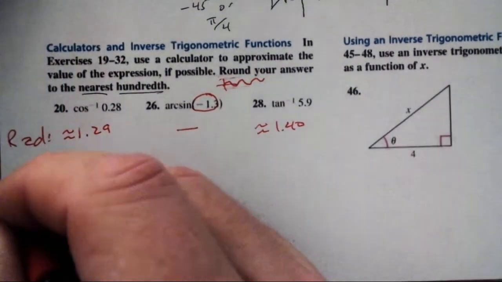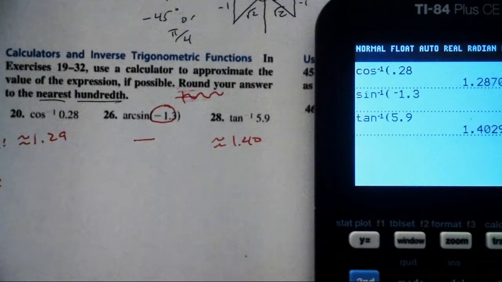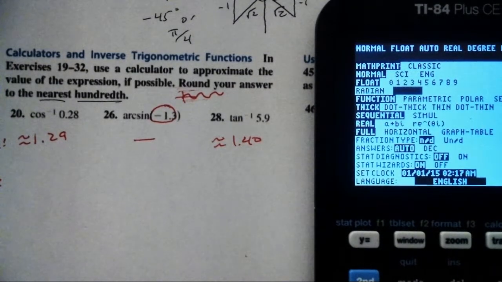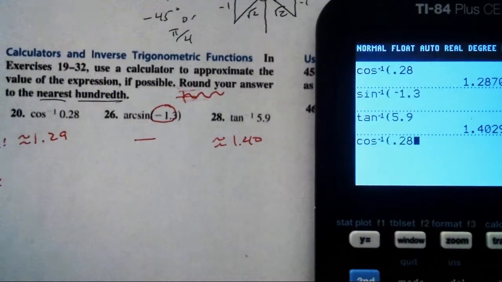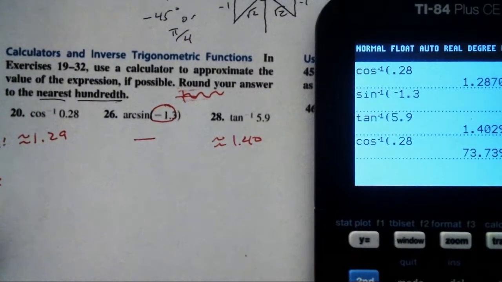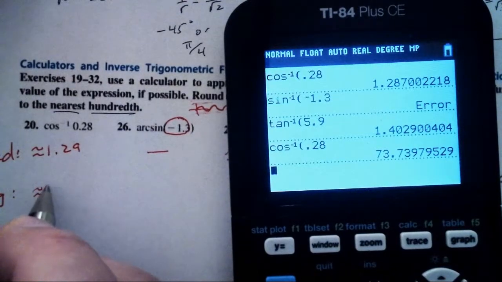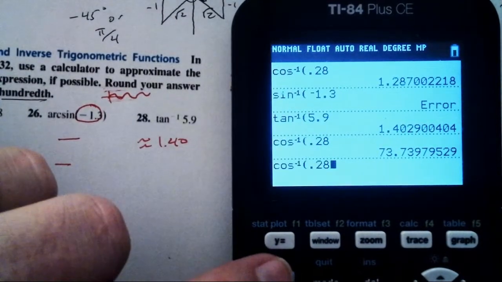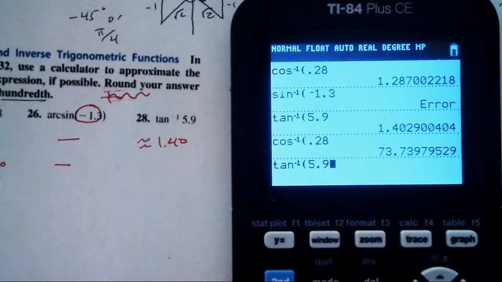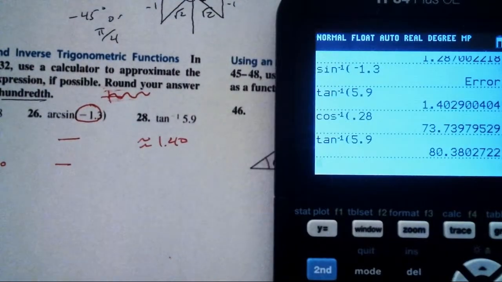And now I'm just going to go through and find the degree measures and take a look where we're at here. So mode, degrees, second quit, and I'm going to use second entry to get back to cosine. And you see that's a degree measure. We set our calculator in degrees, so that first value would be approximately 73.74 degrees. Sine's still not going to exist. And second entry, tangent inverse 5.9, that must be a degree measure. Calculator's in degrees, 80.38.